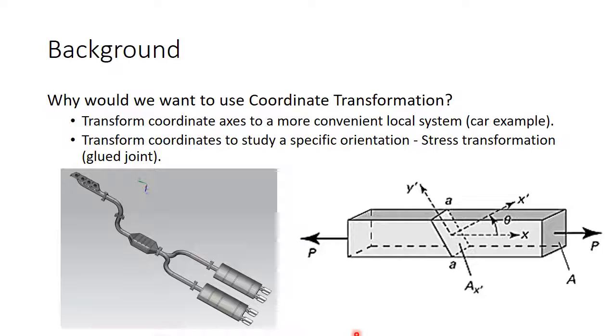In addition, we might want to study a specific orientation. For example, if we have two pieces of wood that have been cut at 45-degree angles and glued together here, this surface might be your weakest surface, so you're concerned about the stresses on this surface. So you want to rotate your coordinate system from the original x, y to this new coordinate system along the surface, so you can get a feel for what the stresses are on this surface.